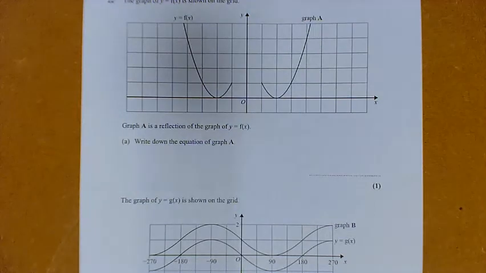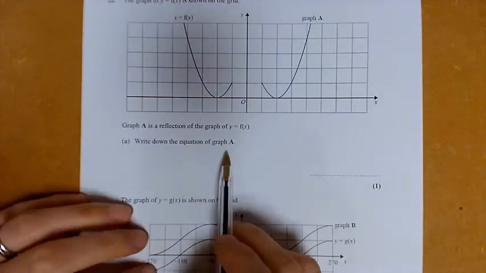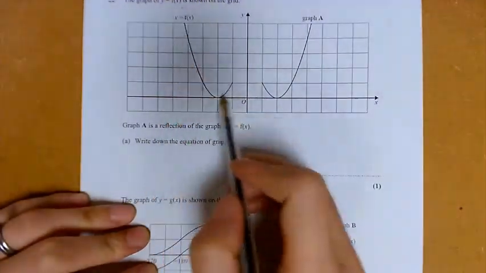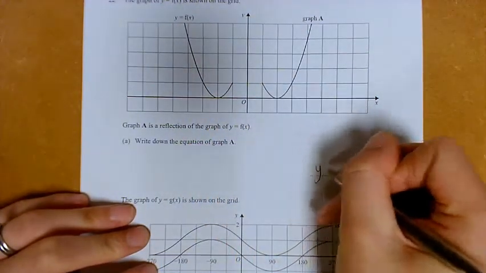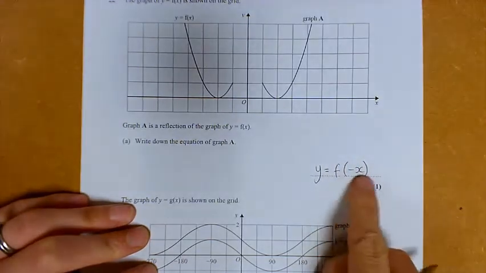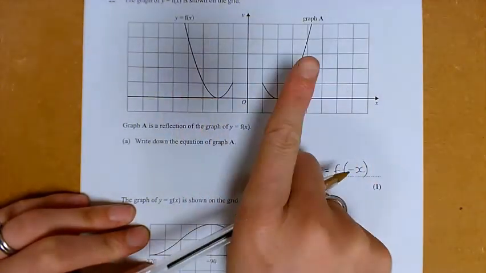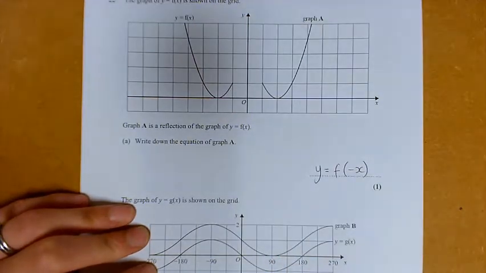Okay, transformations of functions. The graph y equals f of x is shown on the grid. Graph A is a reflection of the graph y equals f of x. Write down the equation of graph A. So if we started with f of x and we've reflected it in the y-axis, then we'd say that that's y equals f of minus x. Okay, f of minus x reflects in the y-axis, minus f of x reflects in the x-axis. It's worth knowing the difference between those.